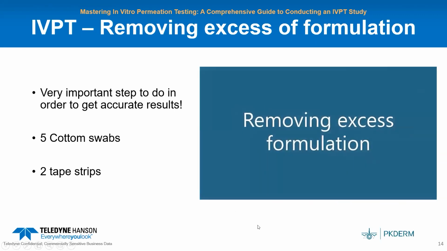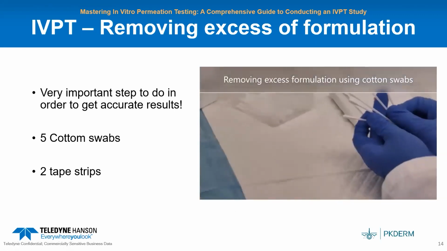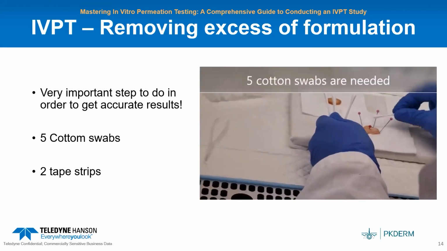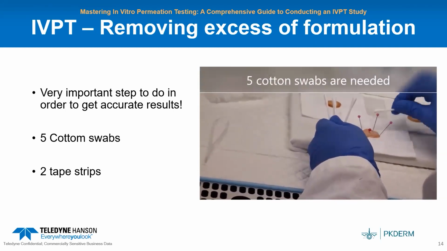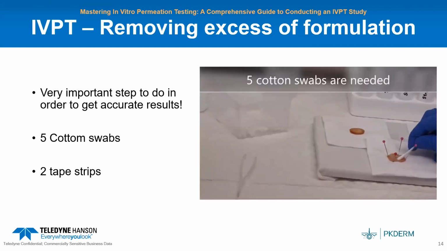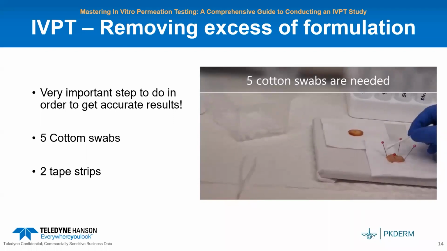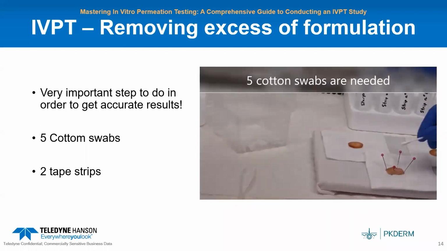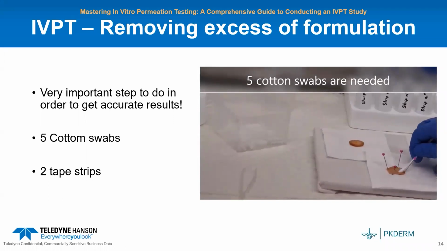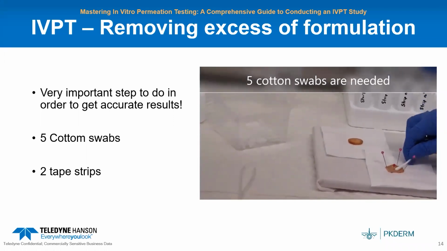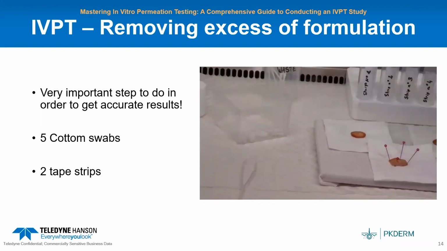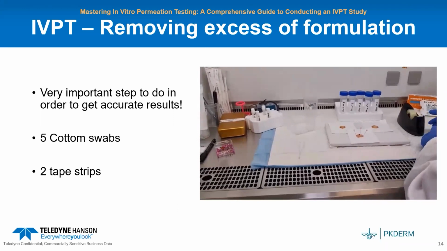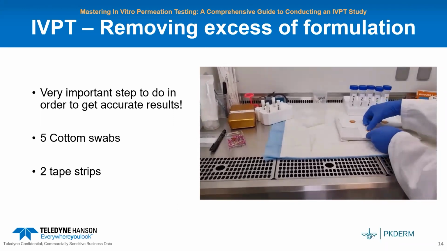And now I'm going to show you how we can remove excess formulation. And this is really the most important step to do in order to get very accurate results. So for that, we use 5 cotton swabs to remove excess formulation, and then we use 2 tape strips in order to be sure we completely remove the excess formulation.